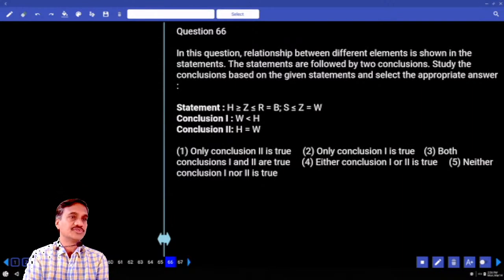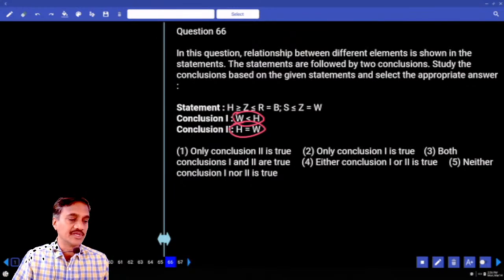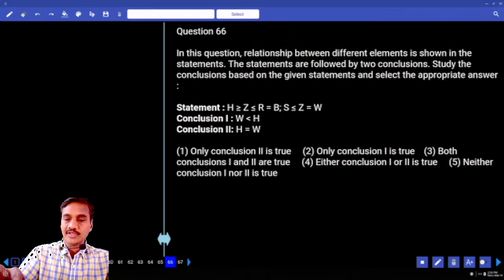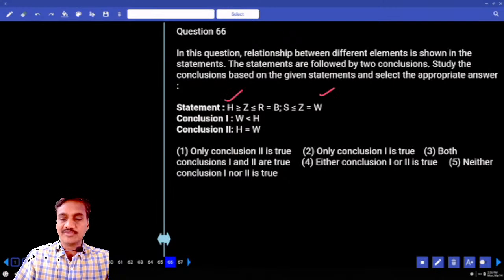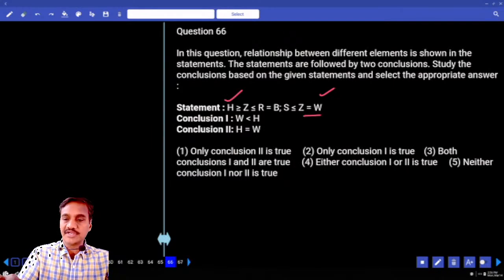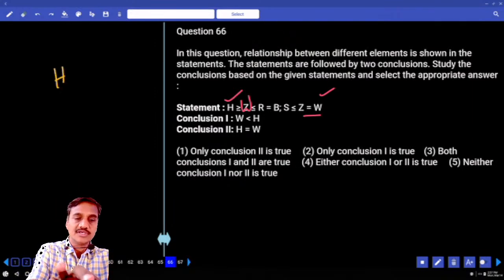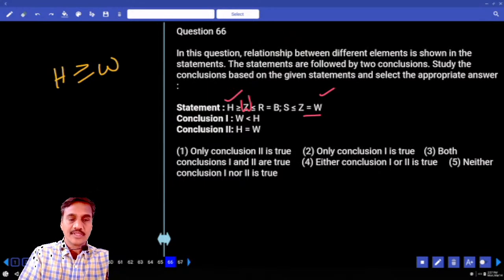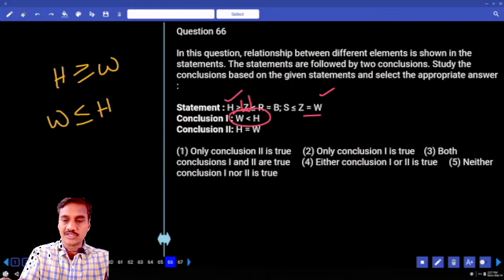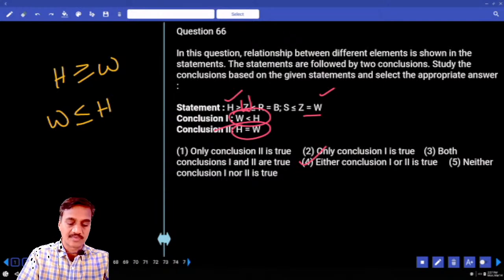The relation between H and W. If you observe here, both the conclusions are between H and W only. As both the conclusions are between H and W, there is a chance for either-or. H is here, W is here. Which element is common? Z is common. Z equals W, so in the place of Z you can directly take W. Hence H is greater than or equals to W, that means W is lesser than or equals to H. Either it is lesser or equal, either 1 or 2. Choice for question number 66.